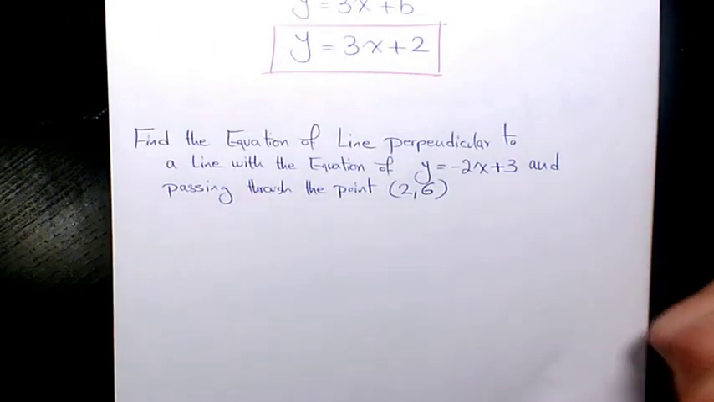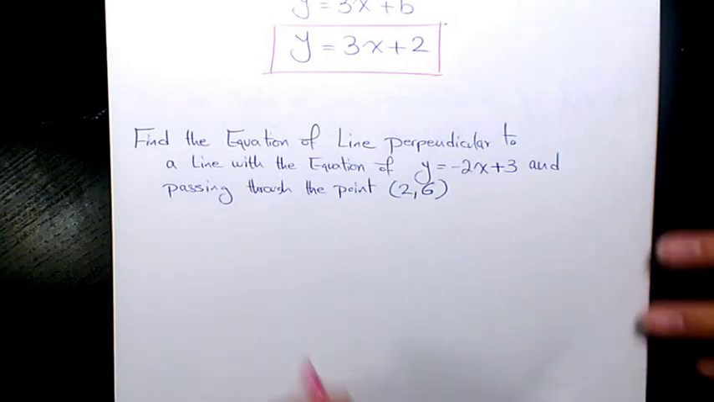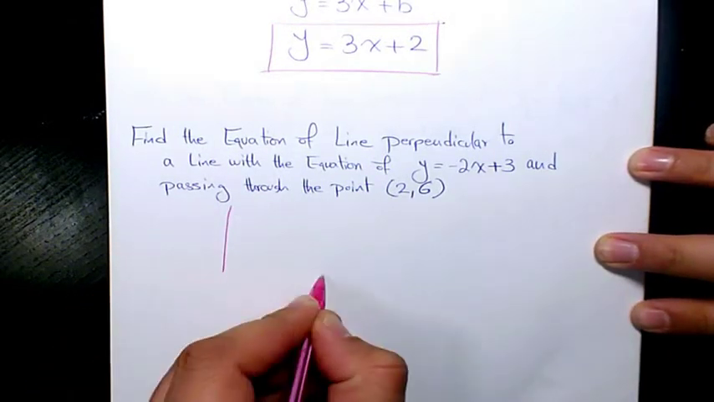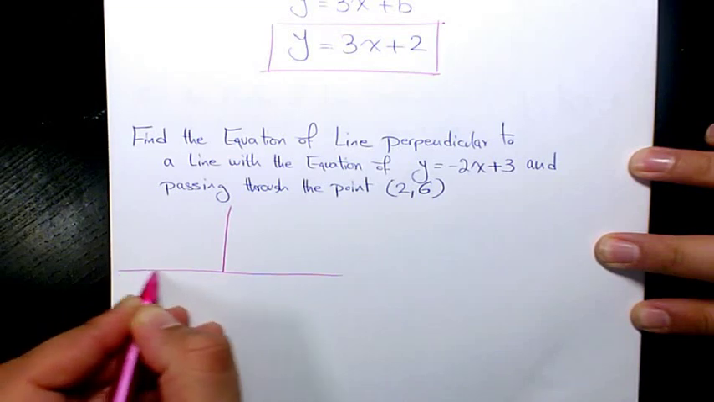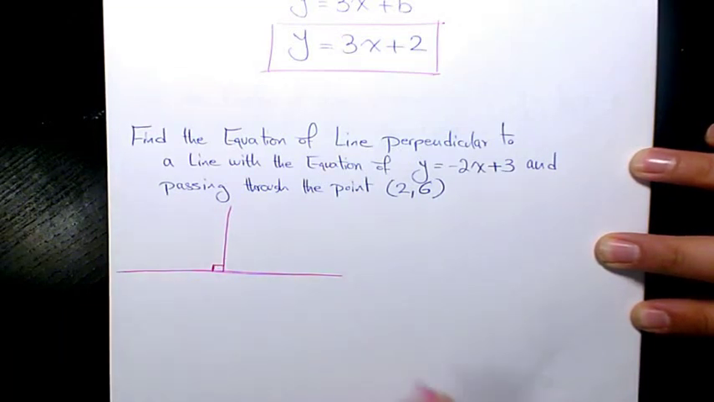Next one, it says find the equation of line perpendicular to line with the equation of y equals negative 2x plus 3 and passing through the point 2 and 6. When we are talking about perpendicular line, it's going to be something like that. When they cross each other, they form a right angle with 90 degrees.